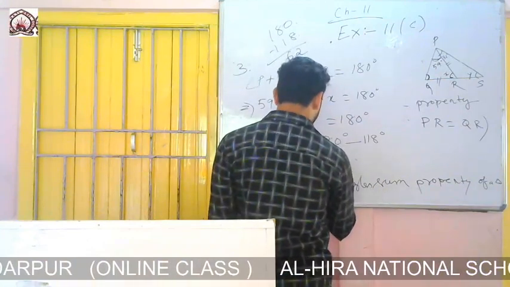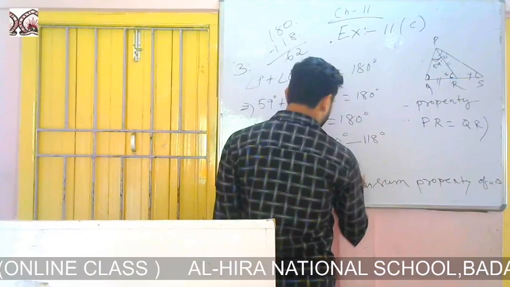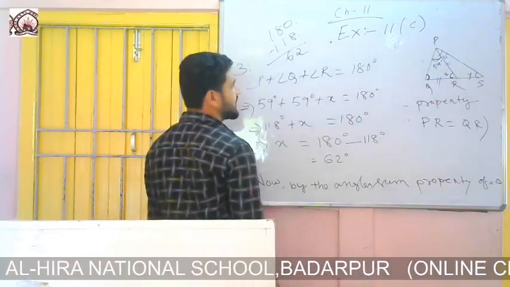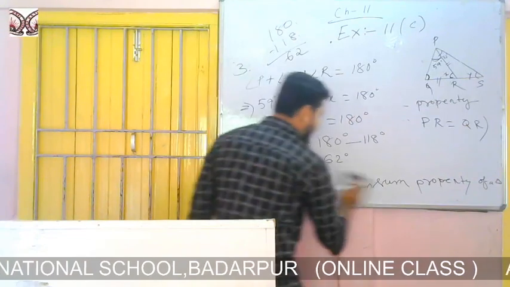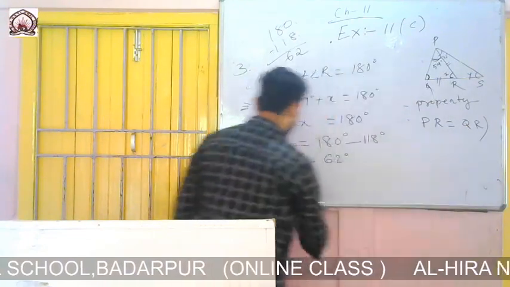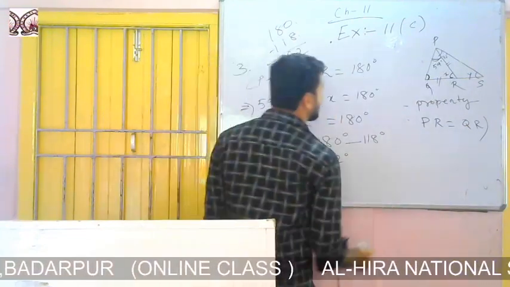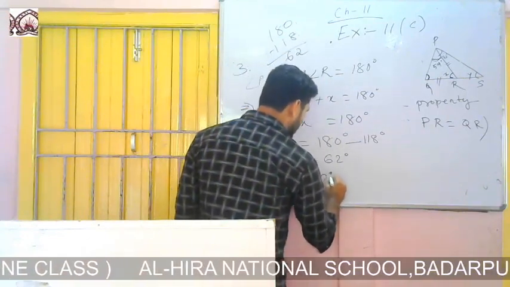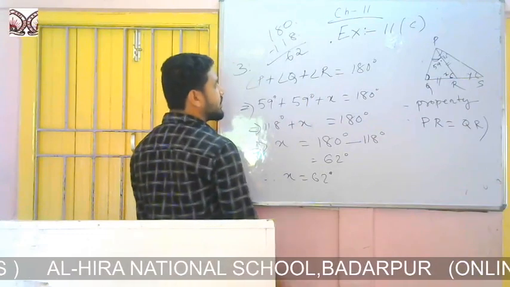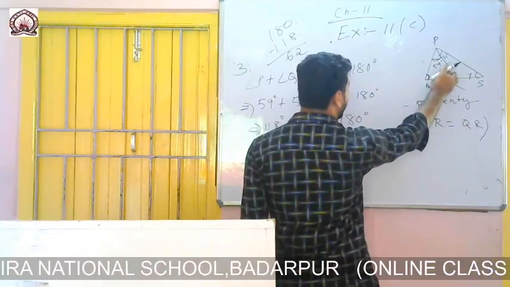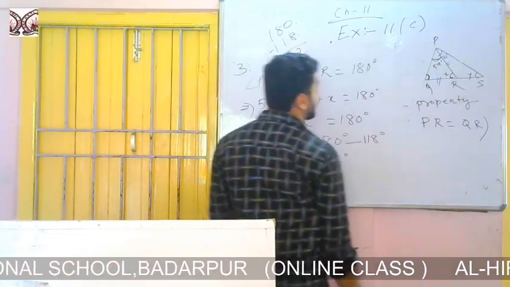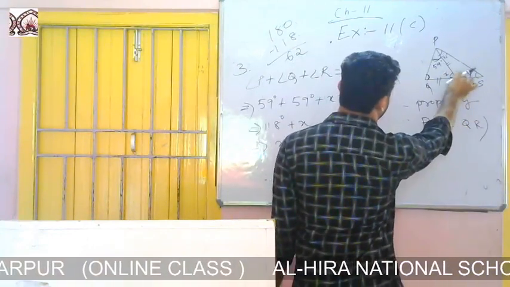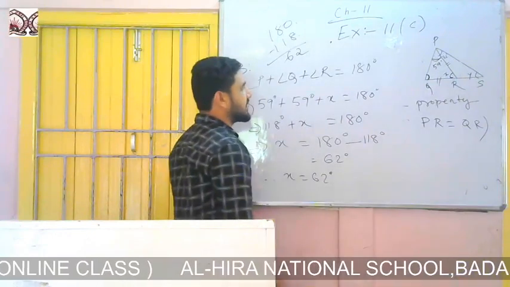So I can write what? 62 degree. That means the measure of this angle is 62 degree. Now I can find the measure of, therefore write X equals to 62 degree. Now with the help of the measurement of angle X, I can find what? This angle. I can find this angle.